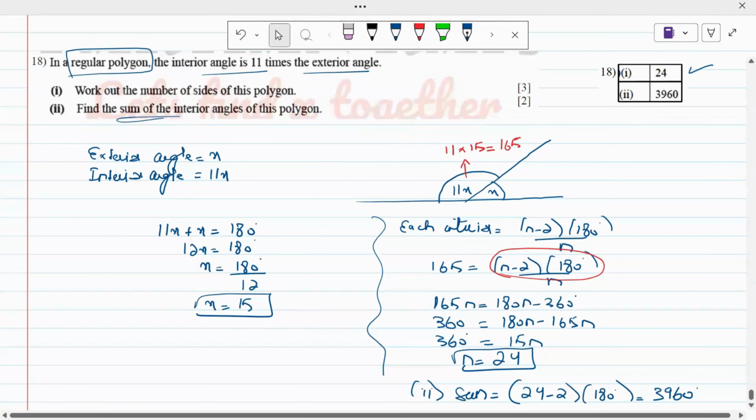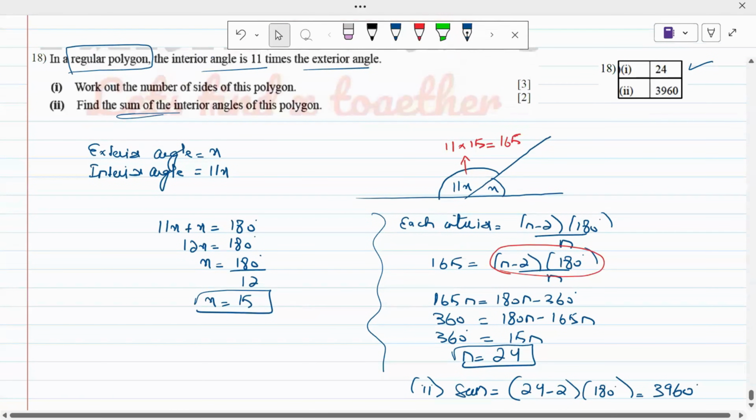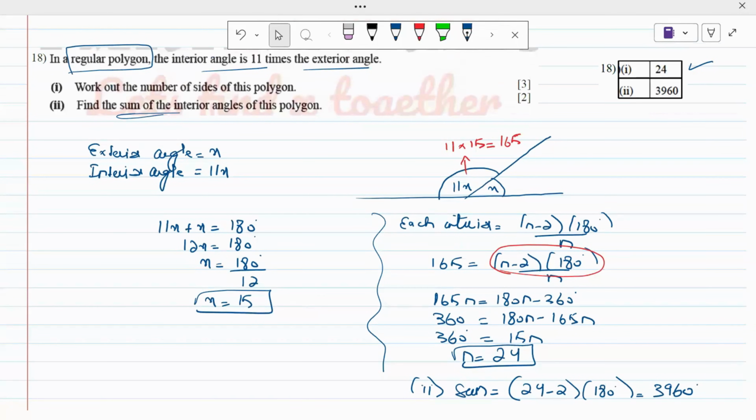This was all about the polygons, and geometry as a whole is done. We have covered all the subtopics under the heading of geometry. And these were a few past paper questions about polygons, because generally polygons are the ones where students struggle the most. So along with explanation, we have done past papers also. So this was all about geometry.